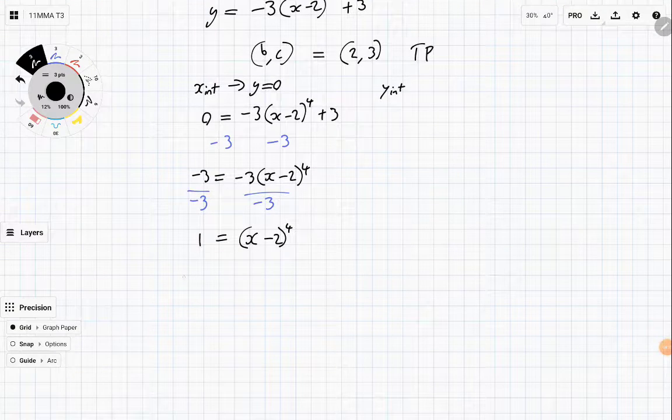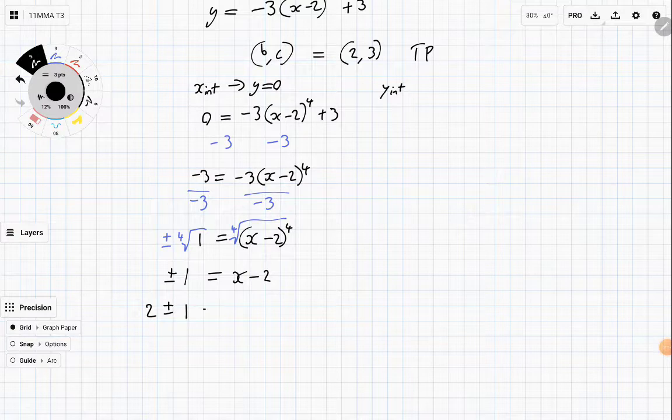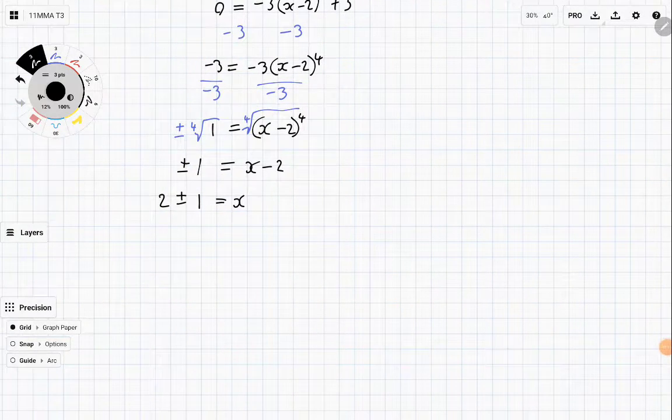Now this is the interesting bit here. When I take the fourth root of both sides, 4 is an even number, and so when I take the fourth root, I've got to make sure I put the plus or minus on the left-hand side. The fourth root of 1 is 1, because 1 times 1 times 1 times 1 is still 1. And we get x minus 2. Add 2 to both sides, and we get 2 plus or minus 1 is equal to x, which gives me two possible solutions: x1 is 2 plus 1, which is 3, or option number 2, x2 is 2 minus 1, which gives me 1.